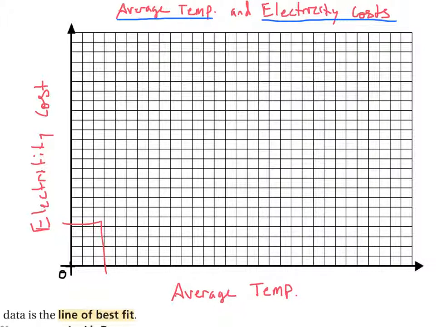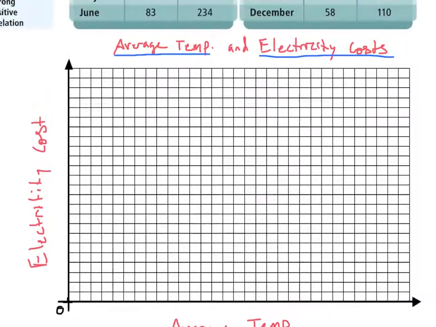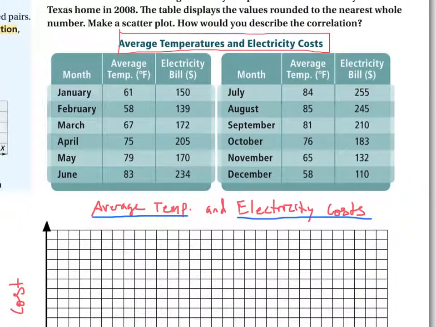So what we're going to do is look at the data given to us and decide what our range is. For example, in the temperature, the lowest temperature is 58 degrees. The highest temperature is 85 degrees. I'm going to make sure my range covers those values. So let's round it down to 50 degrees and round it up to 100 degrees.